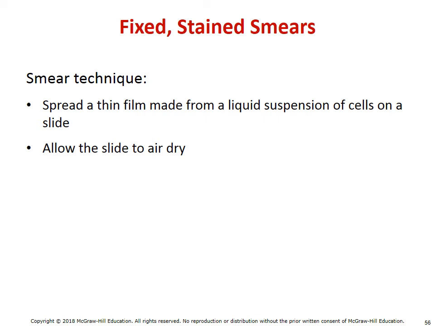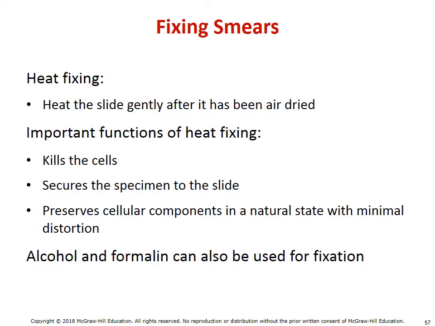The idea is we're going to spread typically a thin amount of cells on the slide and then allow it to air dry. Once it air dries, we actually have to do something called heat fixing. Heat fixing can be done using a Bunsen burner or an open flame, or in our case we'll use a heating tray. The idea here though is we must kill the bacteria but also stick them to the slide. So heat fixing is an important step that must be done.